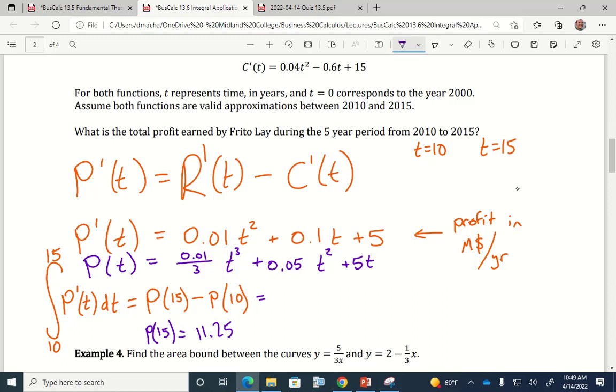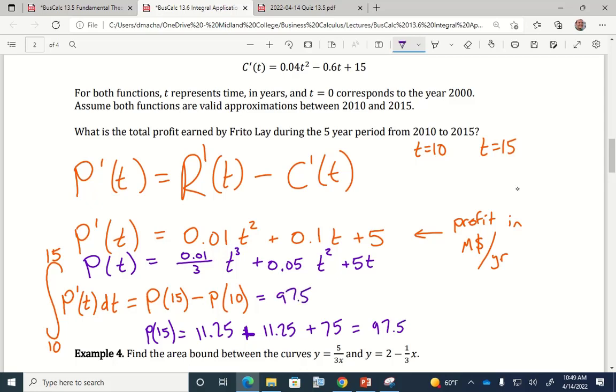And then 15 squared is 225. 225 divided by 20 would be 11.25, I think. And then 5 times 15 is 75. And so this is 75 plus 22.5, which is 97.5. That would be P of 15.